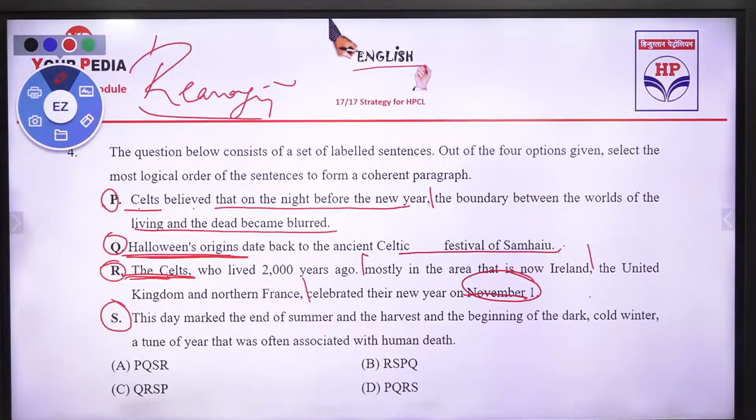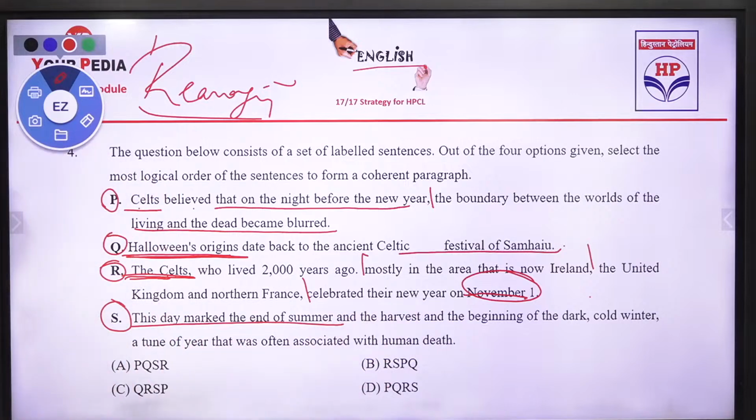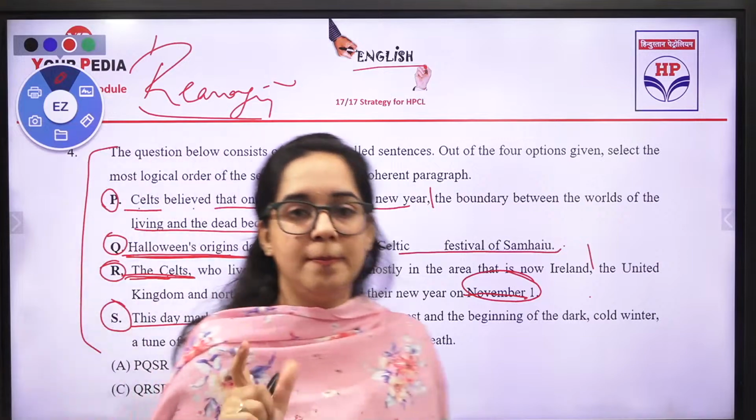Then the fourth statement is: this day marked the end of summer and harvest and the beginning of the dark, cold winter, a time of the year that was often associated with human death. Now you have to choose an answer. I'll tell you a very easy hack to do jumbled sentences.